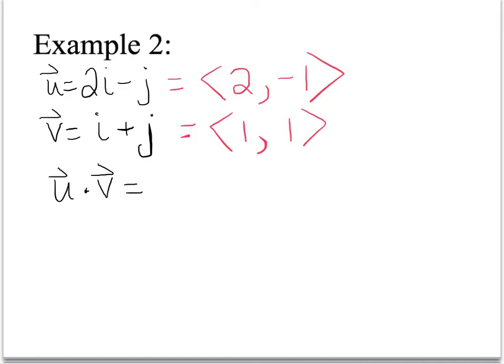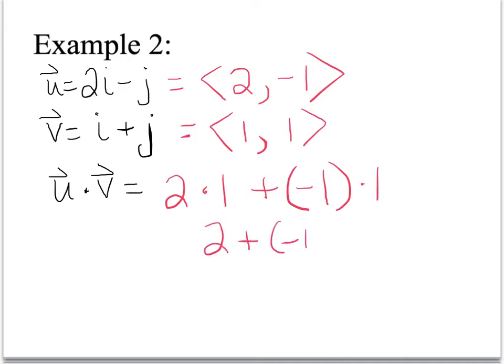Okay, so u dot v: horizontal components 2 times positive 1, plus our vertical components negative 1 and positive 1. When I multiply, I'm going to get 2 plus negative 1, which is 1.